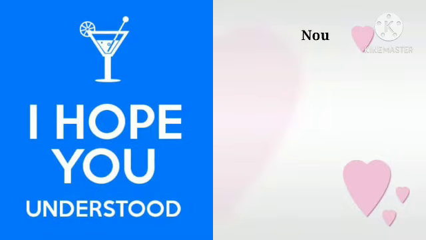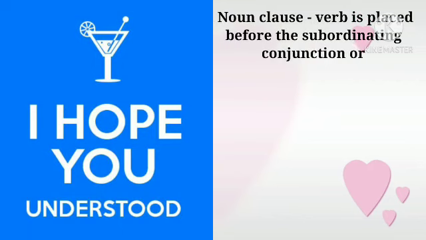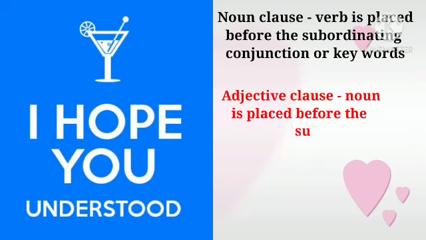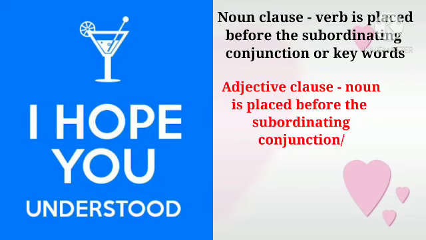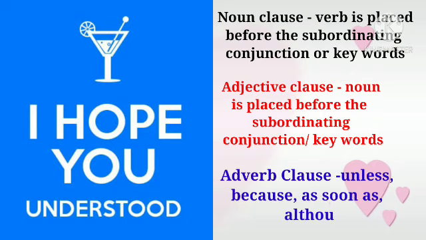So children, I hope you understood that if a verb is placed before the keywords, then it is a noun clause. If a noun is placed before the keywords, then it is an adjective clause. And if a sentence has a subordinating conjunction like unless, because, as soon as, although, though, until, it is an adverb clause.